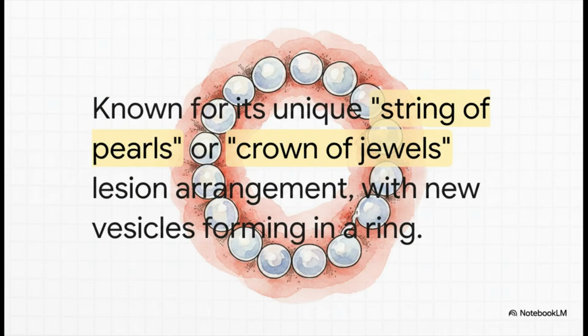Now, while pemphigus and pemphigoid usually give us these big, ugly ulcers, linear IgA bullous disease, or LAD, often shows up with a much more artistic pattern. Patients can get these vesicles and bullae that form in circles or arcs. It's often described as a string of pearls or a crown of jewels, which gives you a really specific visual to look for that helps set it apart from the others.